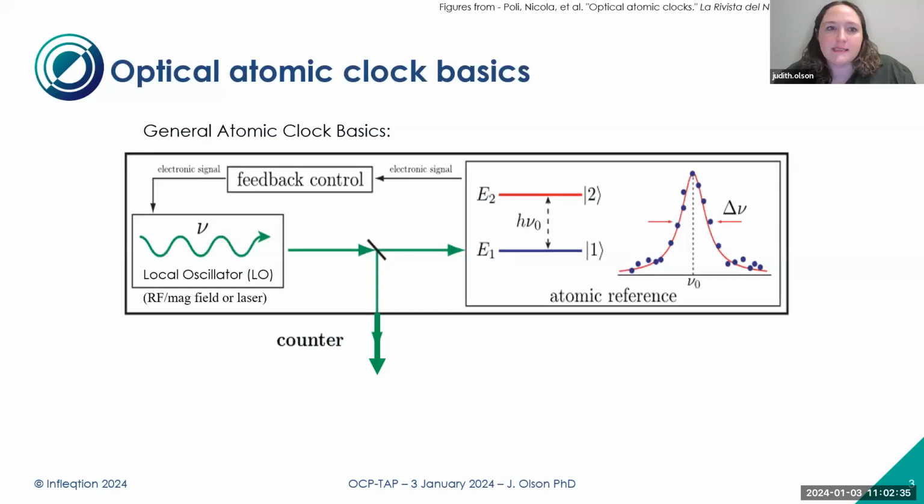So optical atomic clocks work on the same basic principles that all atomic clocks do. If you attended the last OCP talk, you probably heard David Chandler give an excellent talk on how and why and what we're doing with atomic clocks these days. So I'll try to be brief here. But all that a clock really is, is some local oscillator, something that's already ticking and counting like a clock.